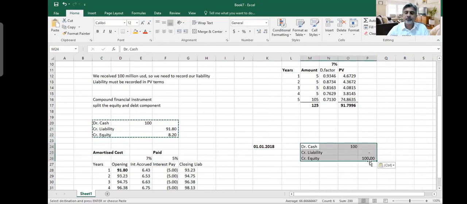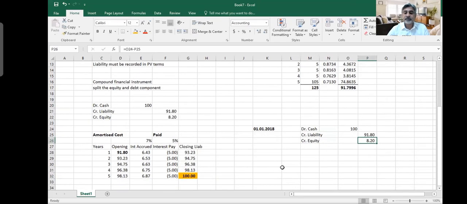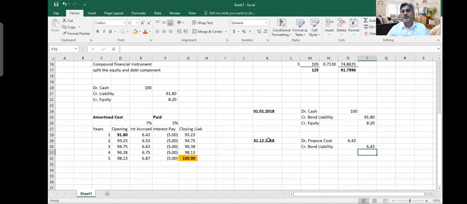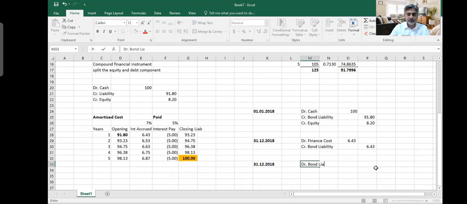This is your double entry. Then on 31st of December 2018, at the end of the first year, the first thing you need to do is accrue your interest. So you debit finance cost, which is also called interest expense, and credit bond liability. The first year interest is 6.43, and I record this as my liability. But actually you don't pay it all. On 31st of December, you actually paid out 5 million. So you debit bond liability and credit cash or bank, however you pay, 5 million.